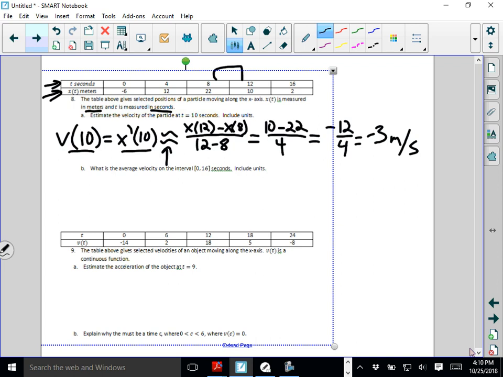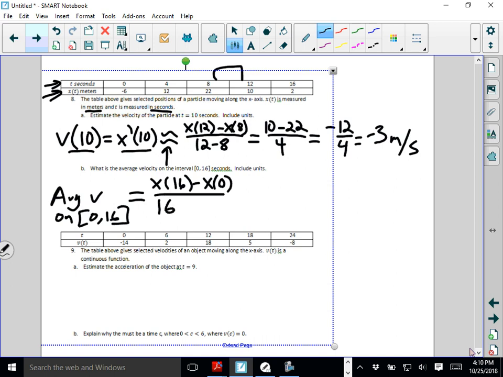B says, what is the average velocity on the interval 0 to 16 seconds, right? This is another way of saying velocity is the rate of change of position. So this is another way of saying average rate of change. So we can say average velocity on 0 to 16, right? We can use just a regular equal sign here. That equals the x of 16 minus x of 0 over 16 minus 0.